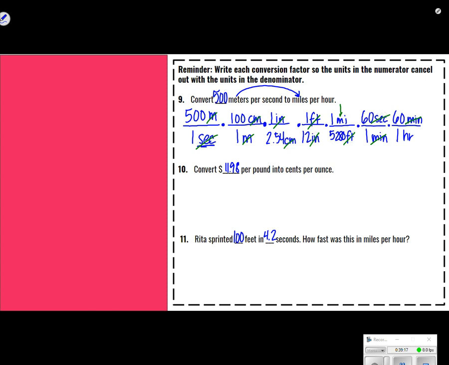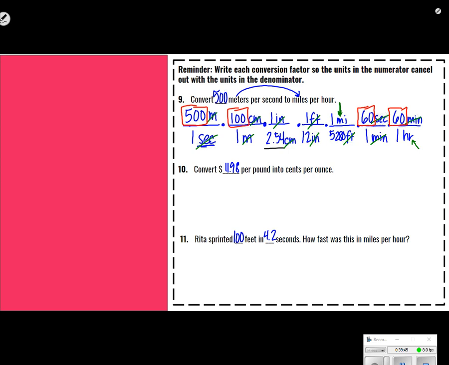And if you look, what's left behind, I still have my miles marked. Here's my hours, miles on top, hours on bottom, miles per hour. All right, so now what I'm going to do is multiply. Remember, everything on top gets multiplied. 500 times 100 times, you can get the ones in there if you want, 60 times 60. So I'm going to do all of that multiplication, and then I'm going to divide by 2.54.